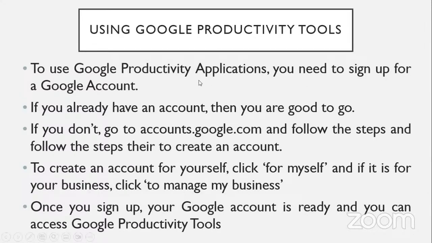Of course, for you to use Google productivity applications, one of the things is, you must have a Google account. You must have one at gmail.com, okay? Or you must have an enterprise email, which is linked to Google. So that is one thing. If you don't have a Google account, you must have one to be able to use Google productivity applications. And of course, if you already have an account, then you're good to go. If you don't, what you can do to create an account is go to accounts.google.com and follow the steps to create an account.